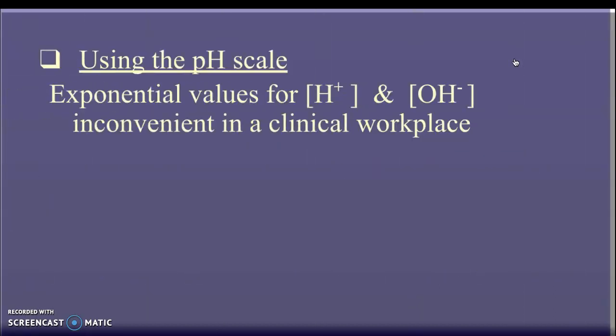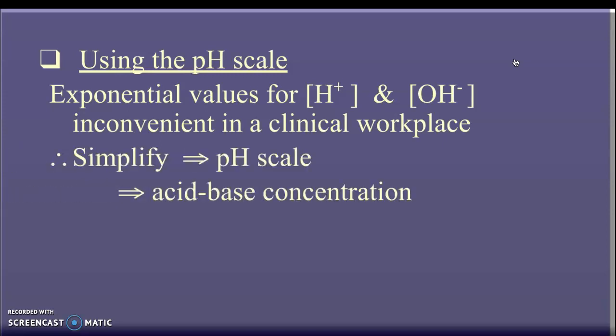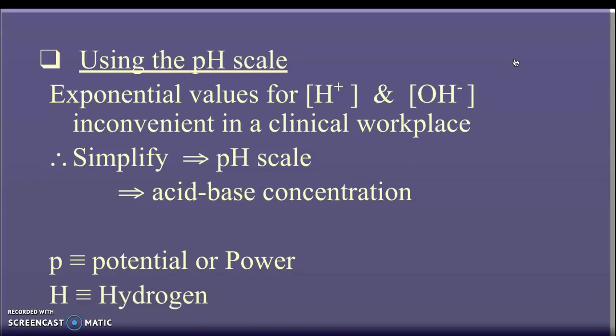So then this goes to the pH scale. So we just saw that exponential value 1 times 10 to the negative 14. And we can think of it that way. We could think of the pH in that way, but it's kind of impractical when we're talking about it in clinical settings. So we simplify it to this pH scale, which is the acid-base concentration, where P means potential or power, and H means hydrogen. And so instead of getting these exponential values, you'll get just integers from 1 to 14.